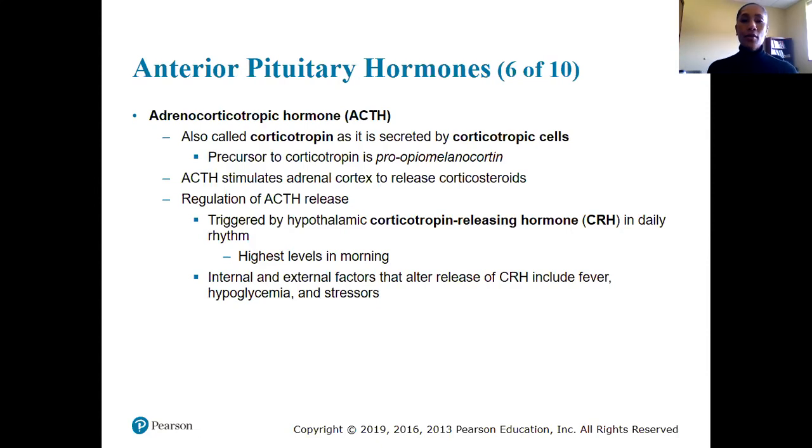So the releasing hormone for ACTH is corticotrophin releasing hormone. And the levels of this hormone are highest in the morning. So some internal and external factors that can alter the release of the corticotrophin releasing hormone can include fever, hypoglycemia, and stressors.